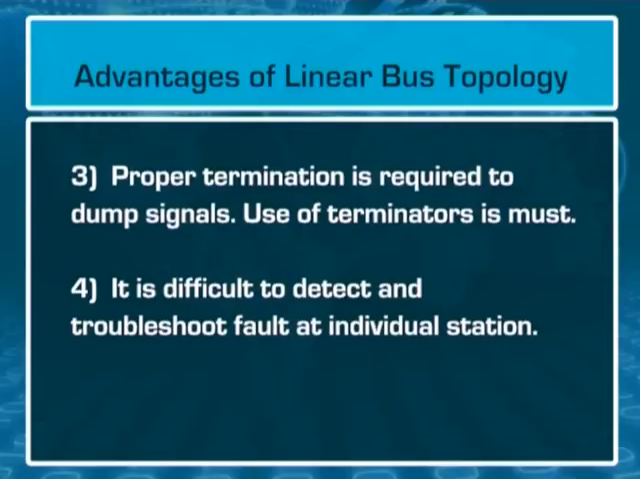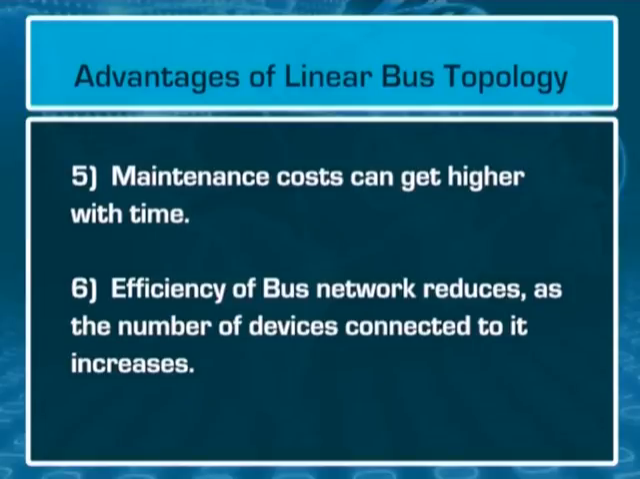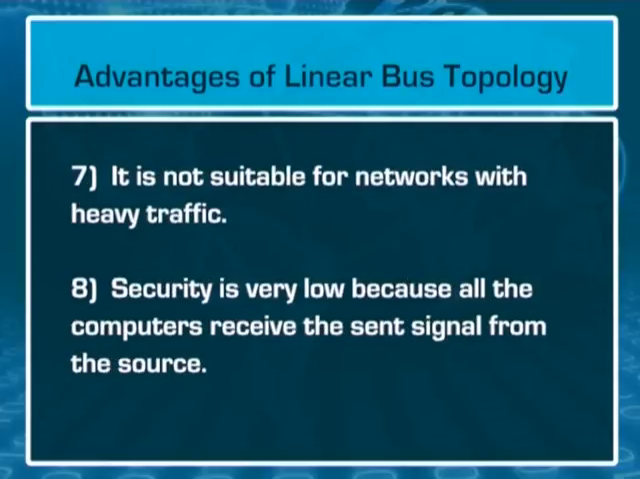Number 4, it is difficult to detect and troubleshoot fault at individual station. Number 5, maintenance cost can get higher with time. Number 6, efficiency of bus network reduces as the number of devices connected to it increases. Number 7, it is not suitable for networks with heavy traffic. And number 8, security is very low because all the computers receive the sent signal from the source.